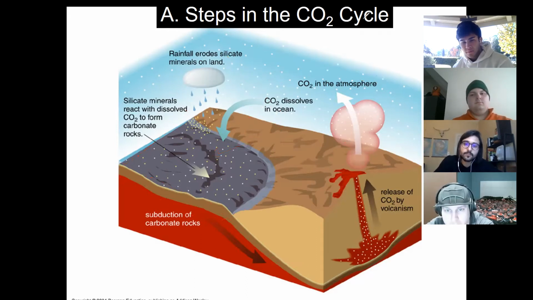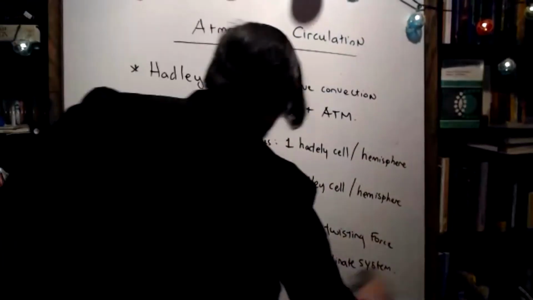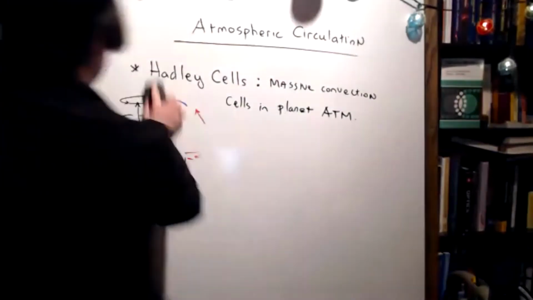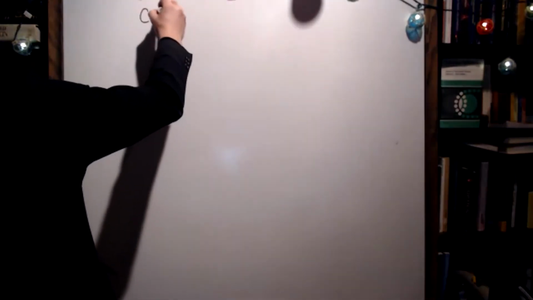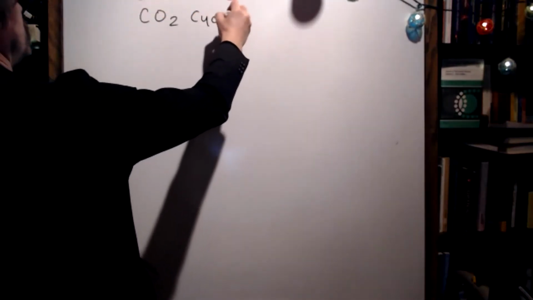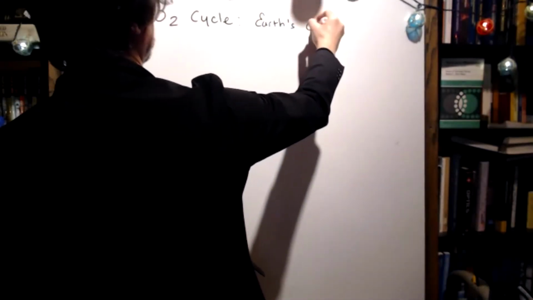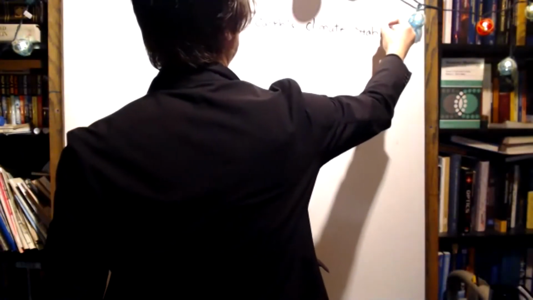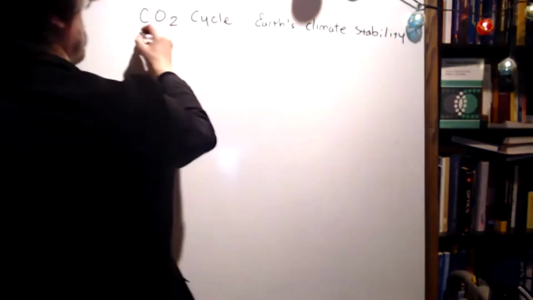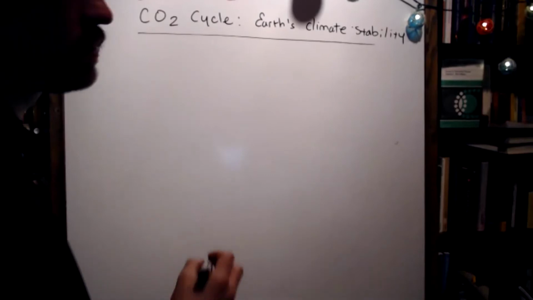Let's try to take a note about that because those are things that we'd like to remember. That's kind of a big idea. Okay, so the CO2 cycle is what's responsible for Earth's climate stability. All right? Yeah, thanks. Oh, it's much better.